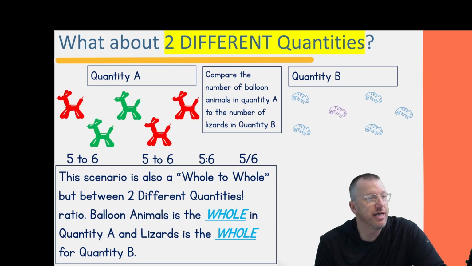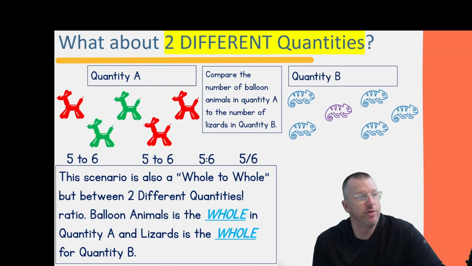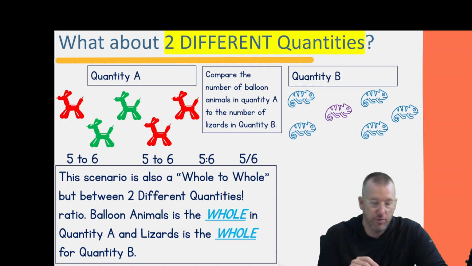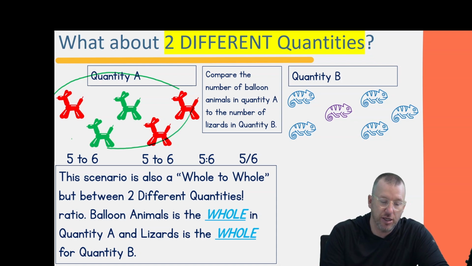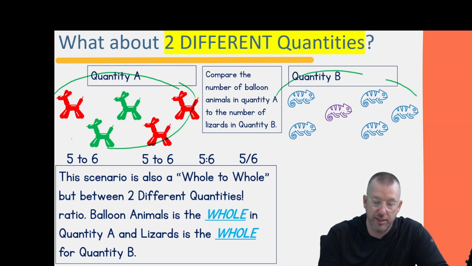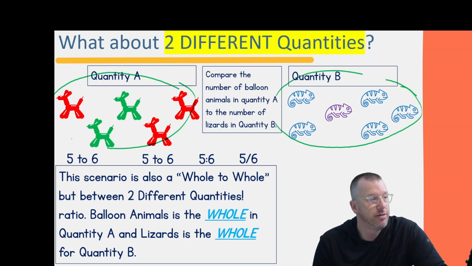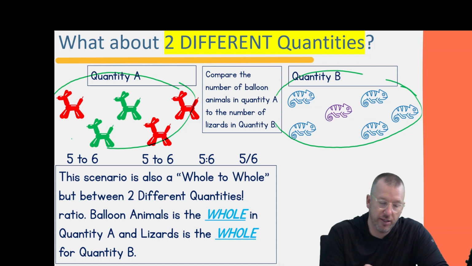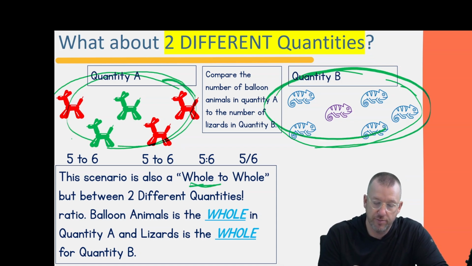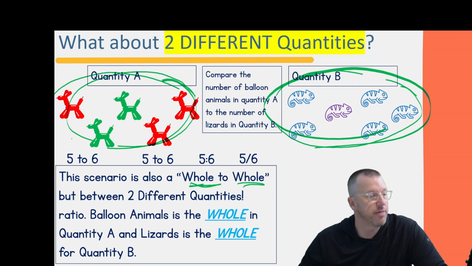Next up, we got the same scenario here. We got all these guys again, and we're going to compare the number of balloon animals in quantity A to the number of lizards in quantity B. Well, this one doesn't say which ones, it says all of them. And this one doesn't say which color, it says all of them. So now we are comparing 5 balloon animals to 6 lizards, 5 to 6. And since we use this whole group, that's a whole. So this one is a comparison of whole to whole.